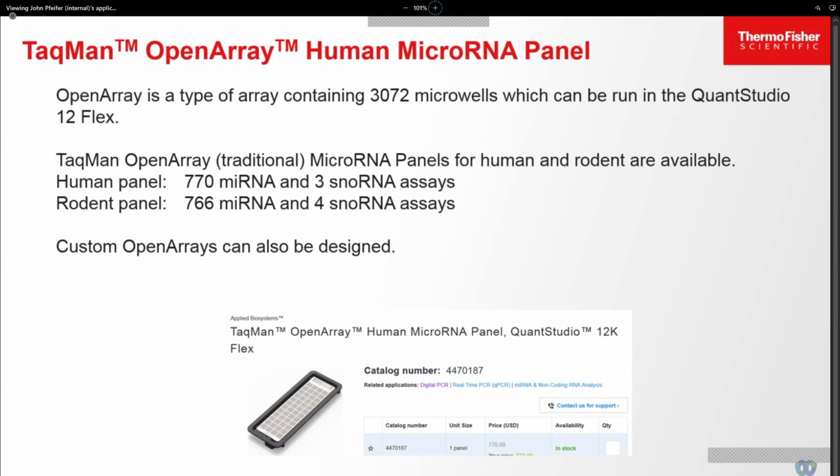Now, we also have another option for arrays called OpenArray. So an OpenArray is a specialized PCR vessel where we have over 3,000 microwells per OpenArray. Amazingly, each well is only 33 nanoliters, so you're not going to use very much master mix, I can tell you that. But don't worry, it's not like you have to pipette 3,000 wells by yourself. Instead, there's a robot called the AccuFill that will fill up your OpenArray in about, say, 60 seconds or so. And so we have OpenArrays for our traditional microRNA panels for human and rodent. Each panel would have either 770 microRNA assays or 766 in the case of rodent.